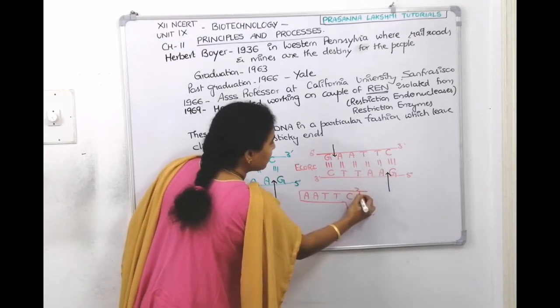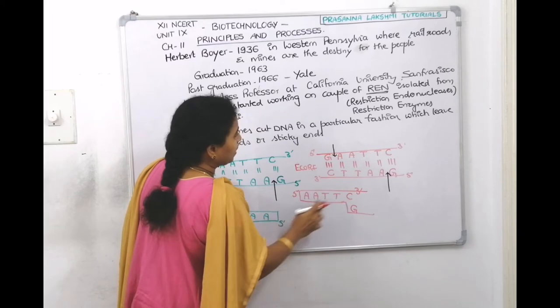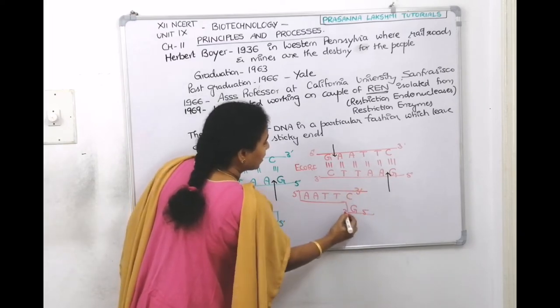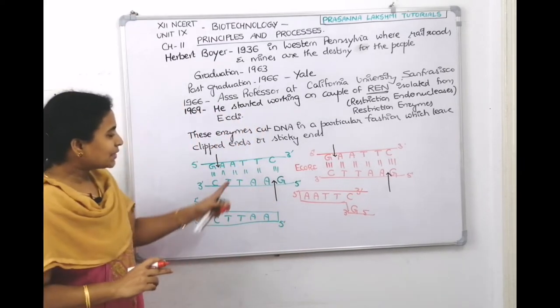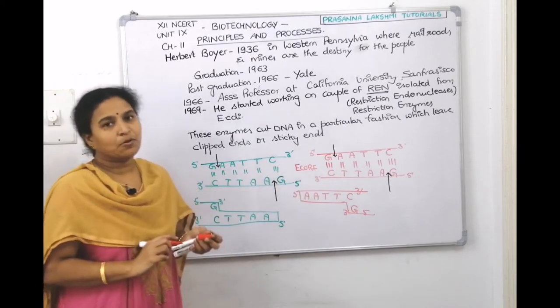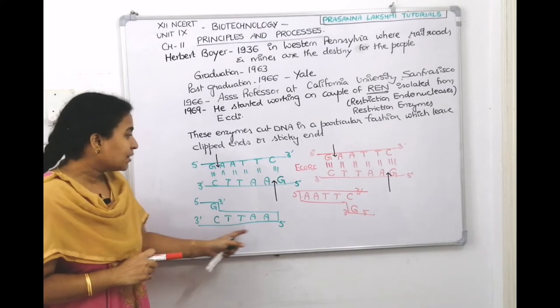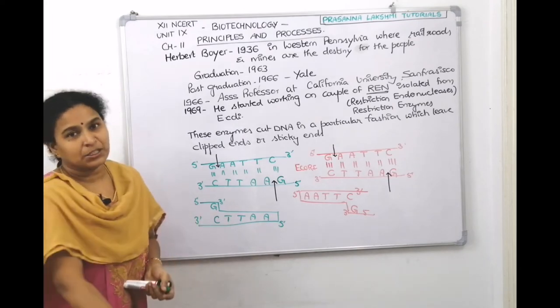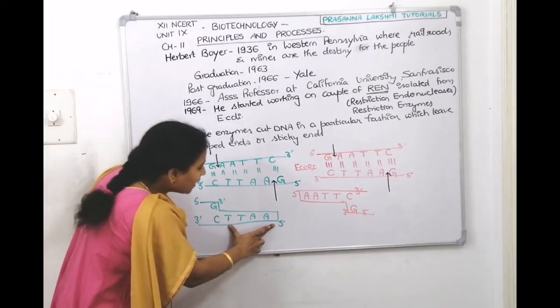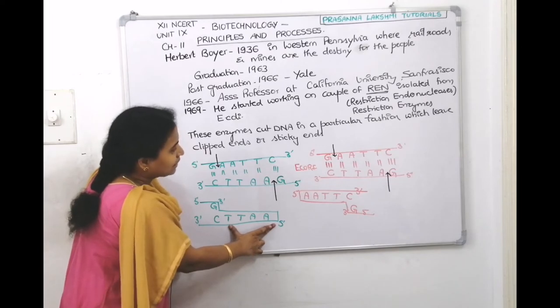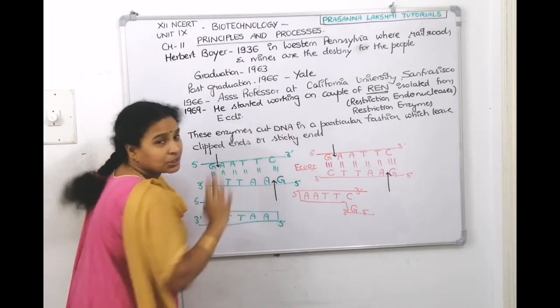So here is the 3' end, which means this will be the 5' end. Here is the 5' end, here it will be the 3' end. So when you digest this DNA molecule and this DNA molecule with a restriction enzyme called EcoRI, like this you are going to get the DNA fragments. Now he called these single-stranded DNA fragments clipped ends or sticky ends.